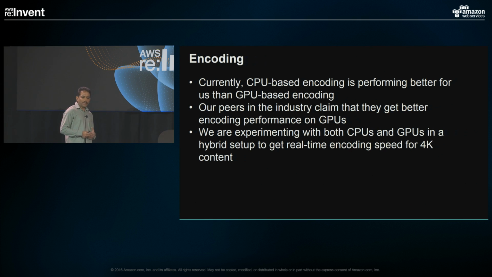So how do we plan to achieve it? There is work in progress to split the CPU functions across GPU and CPU. I think entropy coding and motion detection can be shifted to GPUs, and then have the other functions still continue on CPU. And then I feel we can achieve the real-time speed using that model. Some of the peers that we interact with say they're able to do real-time encoding on GPUs.